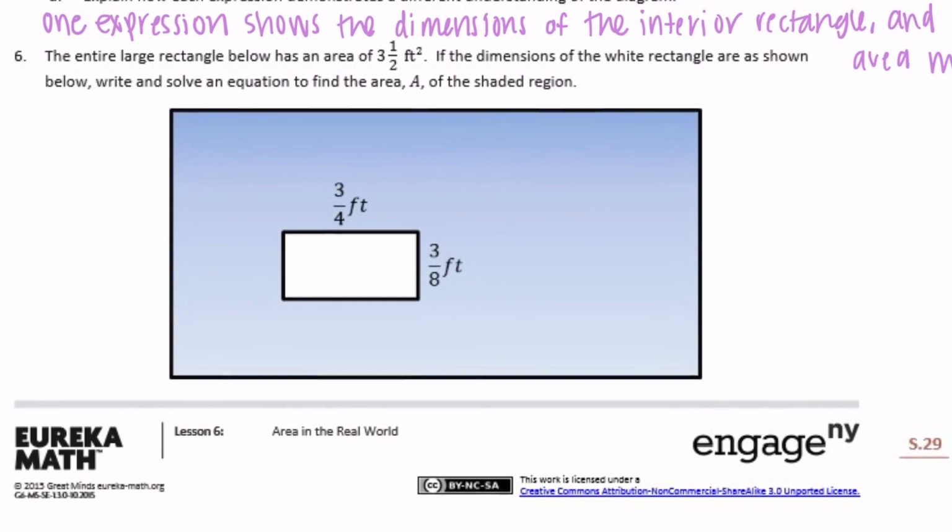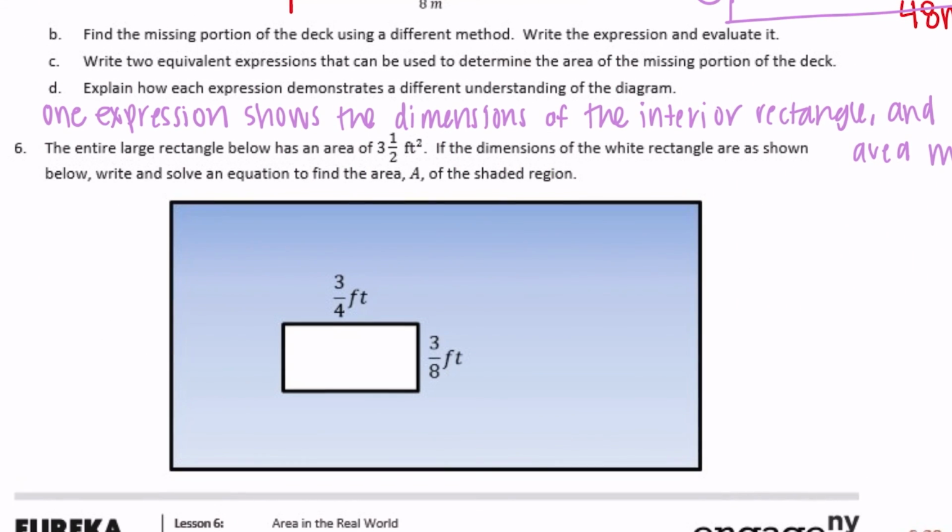Okay, and number 6. The entire large rectangle below has an area of 3.5 feet squared. So this whole rectangle is 3.5 feet squared. If the dimensions of the white rectangle are as shown below, write and solve an equation to find the area A of the shaded region. So we just want to know the shaded region. So we're going to take, and they already gave us the area of the whole thing, which is nice.